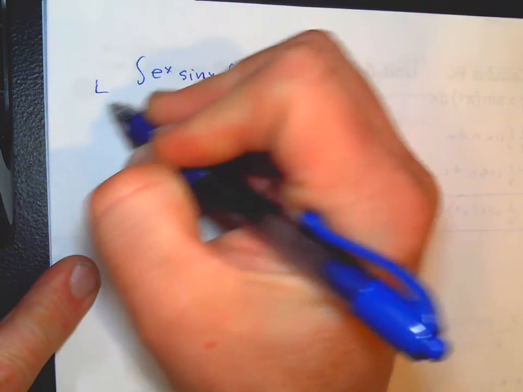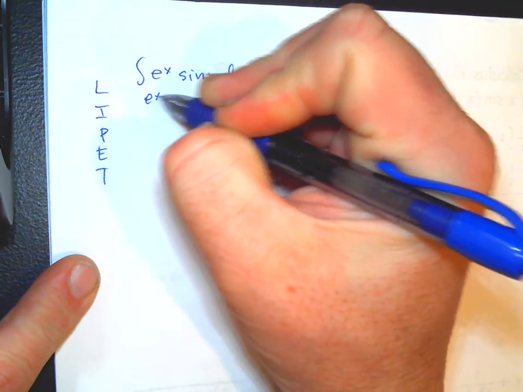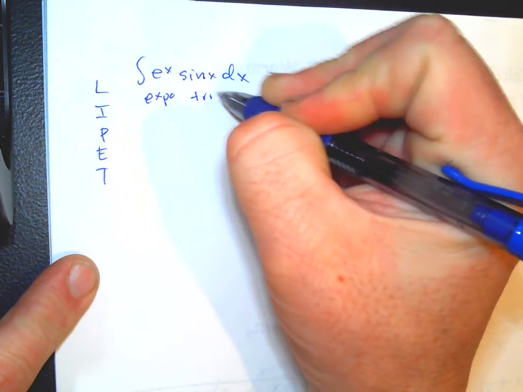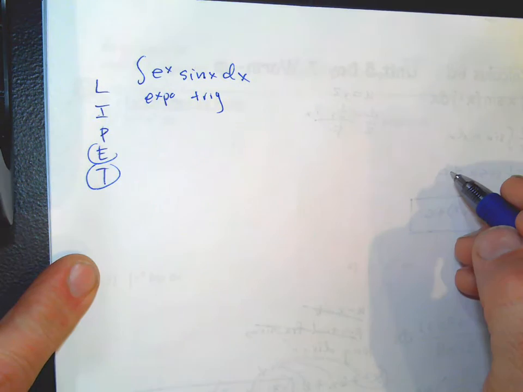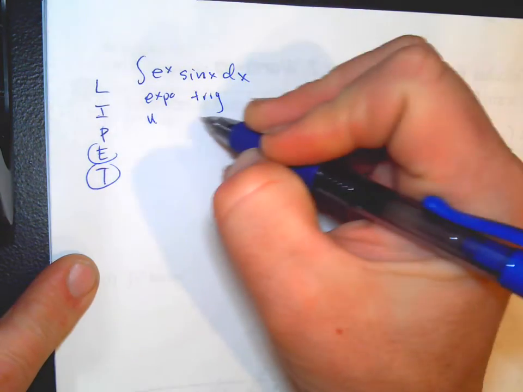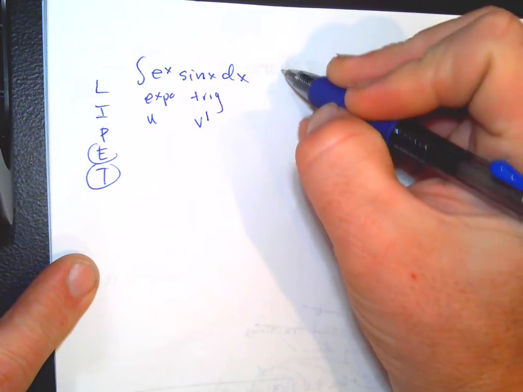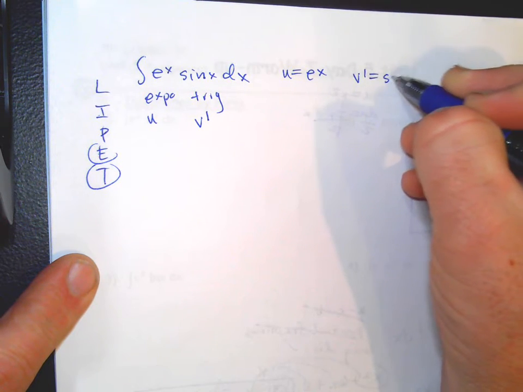So, flip it. This is expo. This is trig. So we got expo and trig. There's no shortcut. Shortcut's got to be poly-expo, poly-trig. Whatever's first on the list is your u. Next one is v prime. So u equals e to the x. v prime equals sine x dx.